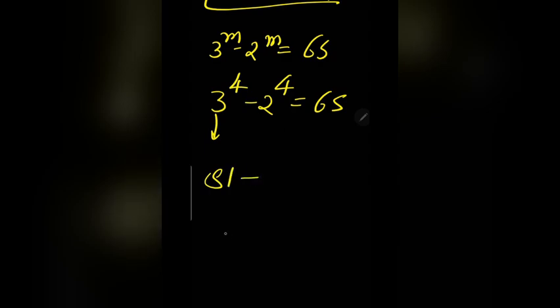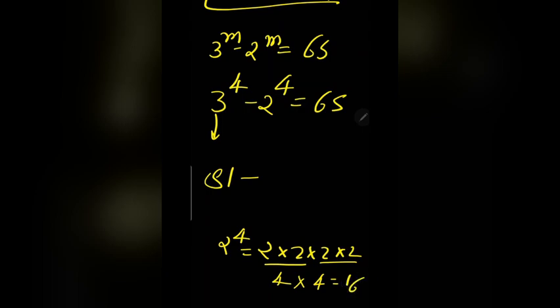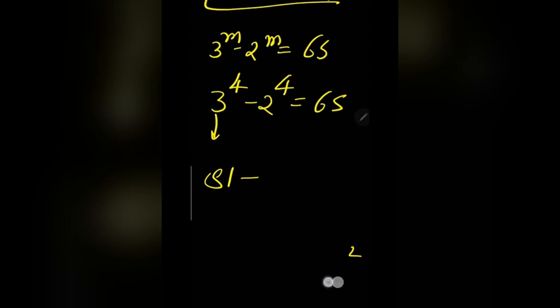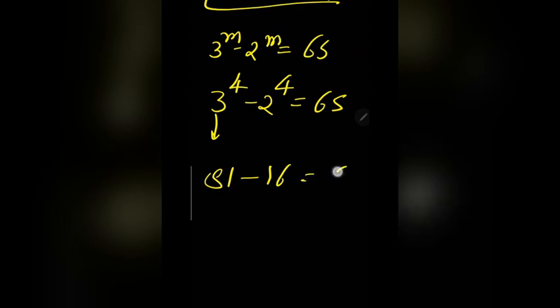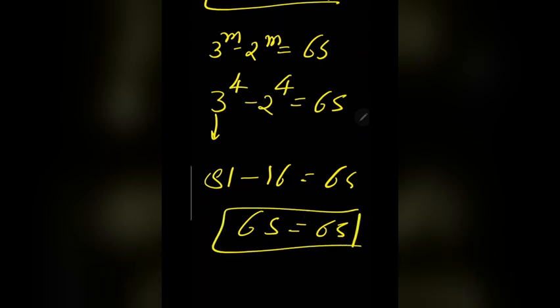For 2 raised to 4: 2 multiplied by 2 multiplied by 2 multiplied by 2 is 2 times 2 is 4, times 4 is 16. So 2 raised to 4 is 16. So 81 minus 16 is equal to 65. 65 is equal to 65. It means LHS is equal to RHS.